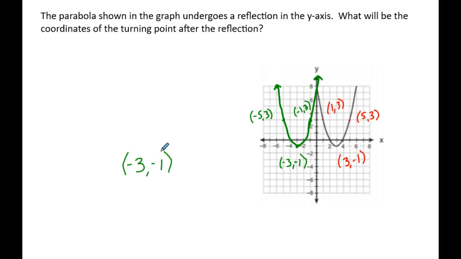So to answer this question, we actually didn't even have to look at this graph or create this new graph after the reflection. We can just look at the original turning point, know that the x value is going to change if it's a reflection across the y-axis. So we make (-3, -1). Plotting these other points just gives you a visual of what's happening with this reflection.